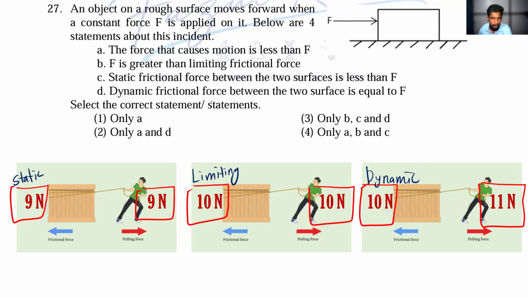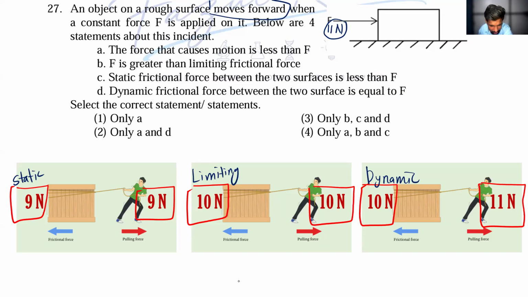So we have named the frictional force static, limiting, and dynamic. Okay, now we'll move to the question. Here they have clearly mentioned the object is moving. That means we are applying 11 Newton. You may ask, how can you say that is 11 Newton? Because the object is moving. They have clearly mentioned, right? Read the question here. The object is moving, when the object moves forward. So that means we have applied 11 Newton.